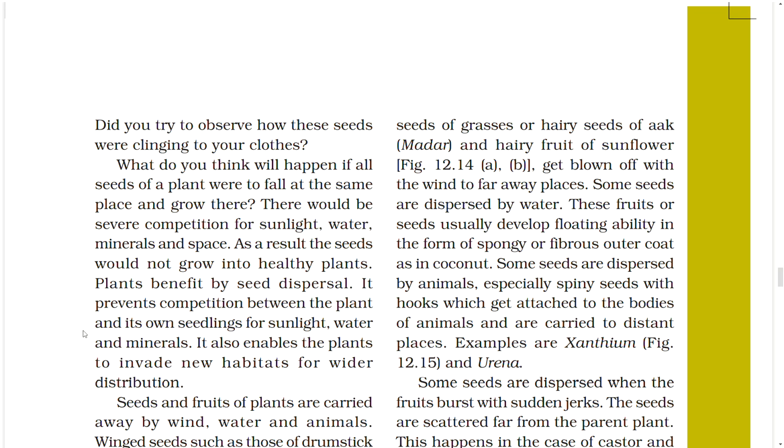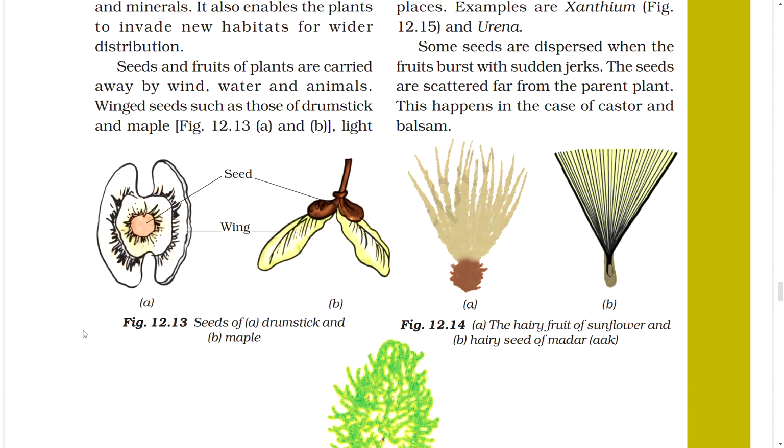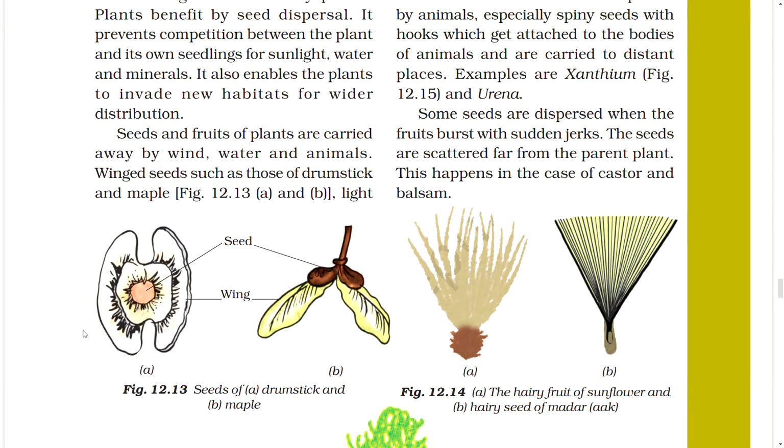Plants benefit by seed dispersal. It prevents competition between the plant and its own seedlings for sunlight, water, and minerals. It also enables the plant to invade new habitats for wider distribution. Seeds and fruits of plants are carried away by wind, water, and animals.